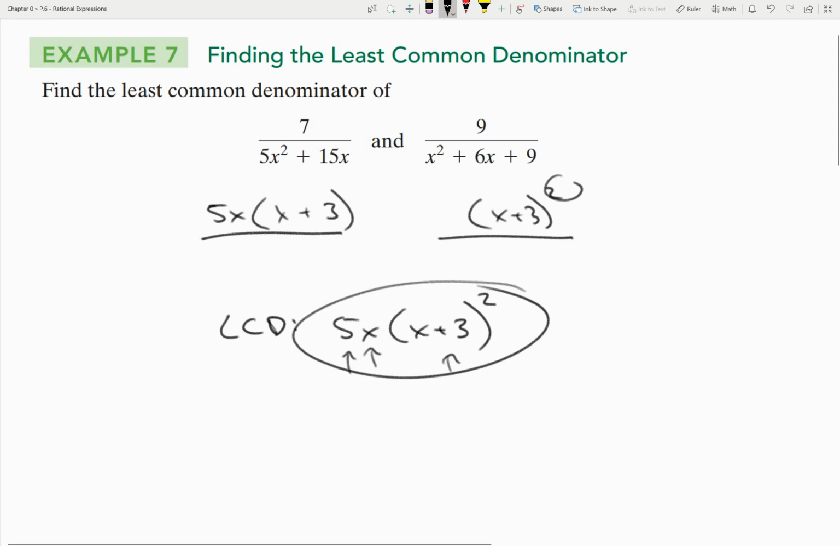You just take the biggest degree of every factor. So 5 occurs to the first power here. It occurs to a 0 power there. First power for x, 0 over there. 1 for x plus 3, 2 for x plus 3. So you're just taking the largest degree of every factor. And even though you don't see them, these are common to both, which is why we can just write the entire first expression and then add to it anything that's missing.